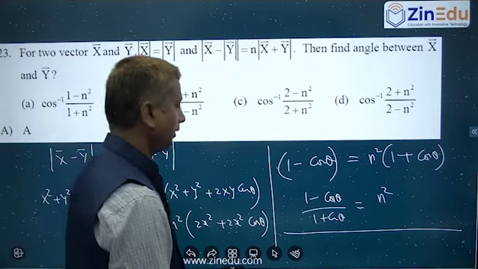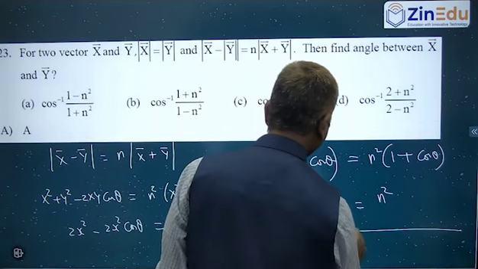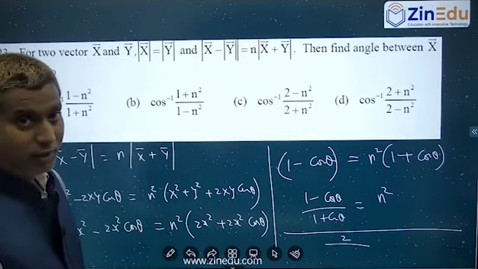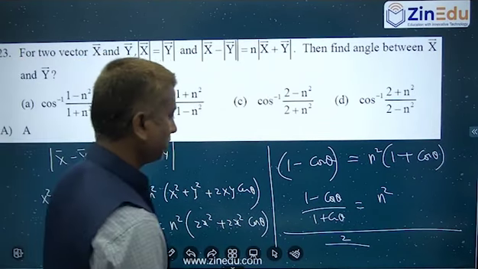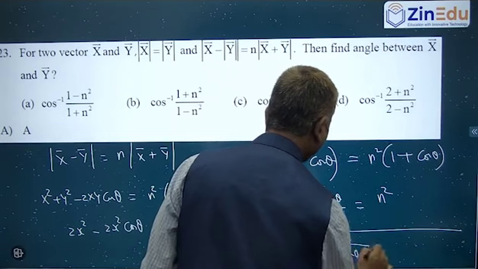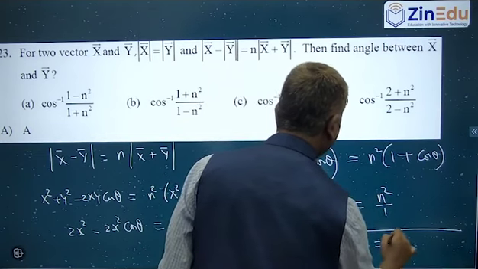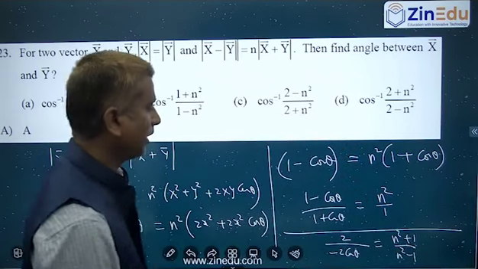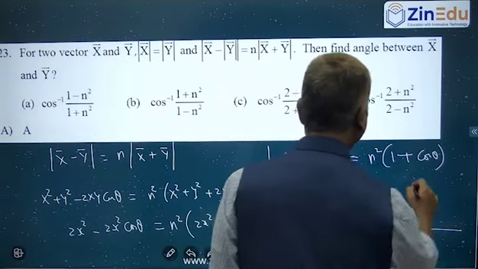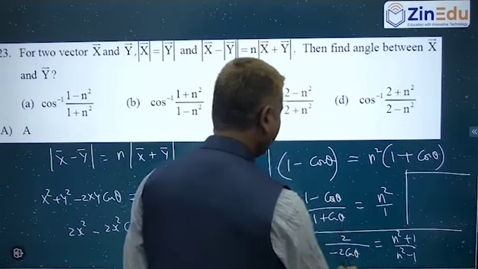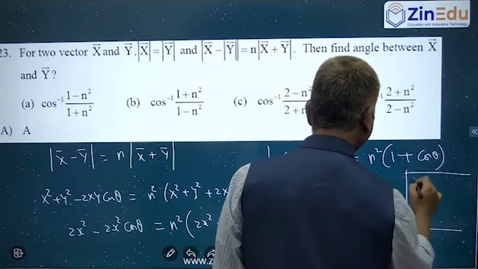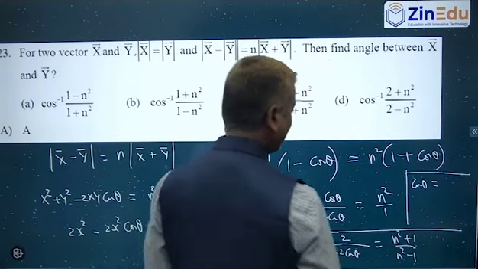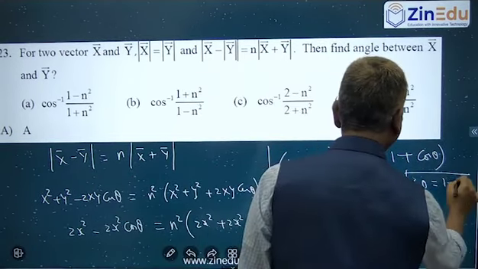So you will get 2 by (1 minus cos theta) minus (1 minus cos theta), which is minus 2 cos theta, is equal to (n square plus 1) by (n square minus 1), right? So 2 cancels, so we'll be getting completely cos theta. So you send the minus to the other side, you will get 1 minus n square. So cos theta will be (1 minus n square) by (1 plus n square).